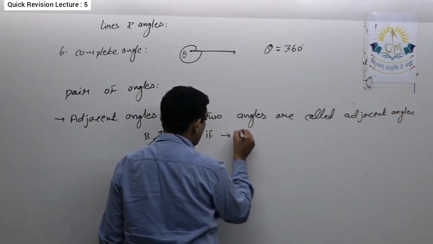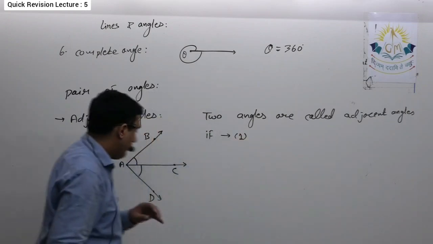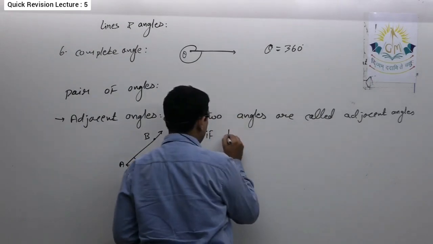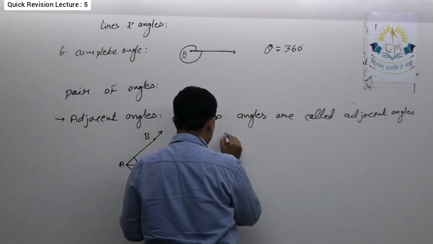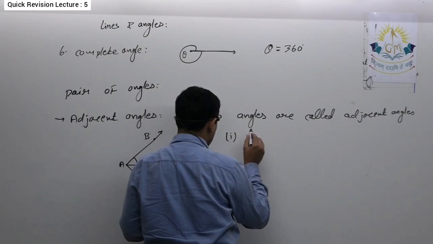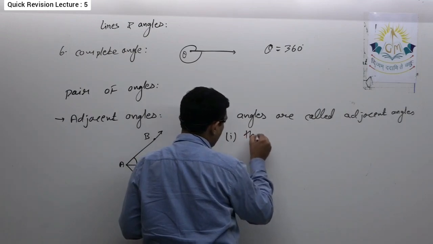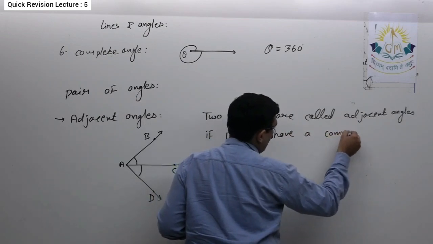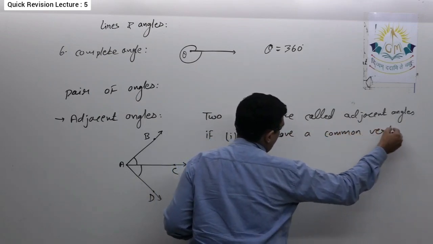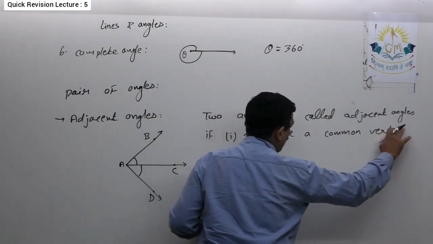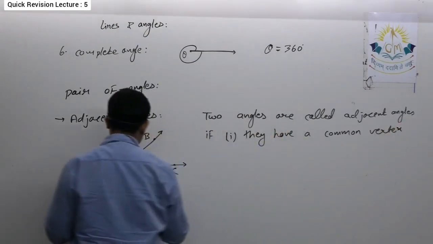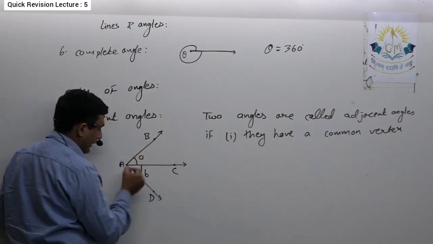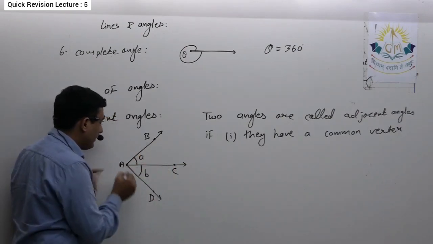Now there are three conditions. First of all, those two angles must have a common vertex. If we talk about this angle BAC and CAD, yes, they have a common vertex A.